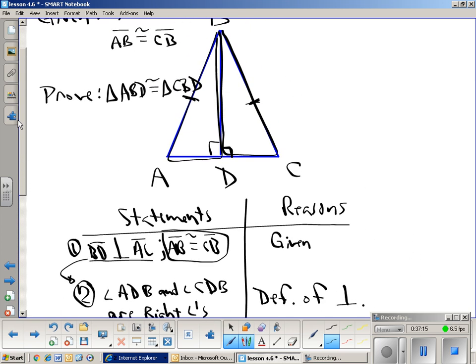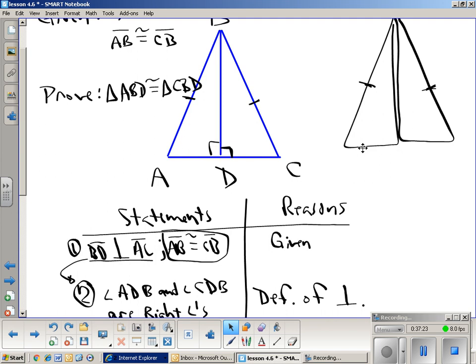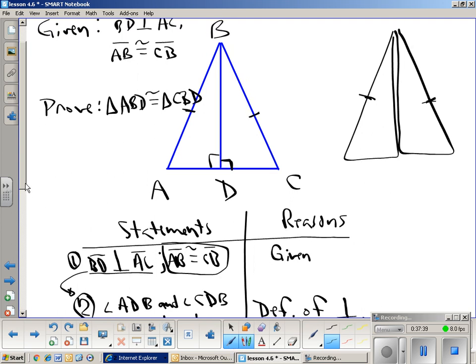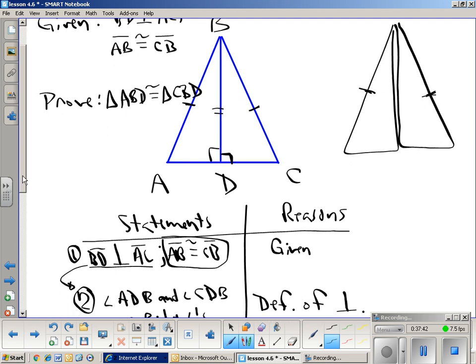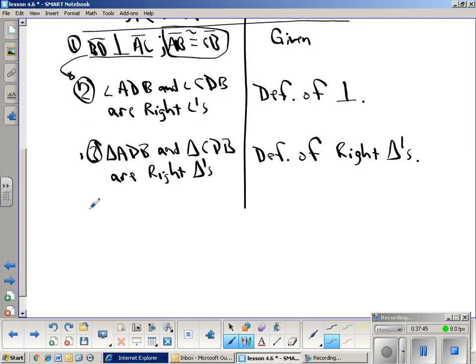So what other fact is missing here that we need? The leg. A leg. Okay, there's a leg missing. Do we see what that leg is? Amber? Segment BD is congruent to segment BD. That's correct. It's congruent to itself, isn't it? So step 4 is going to say segment BD congruent to segment BD by reflexive property.